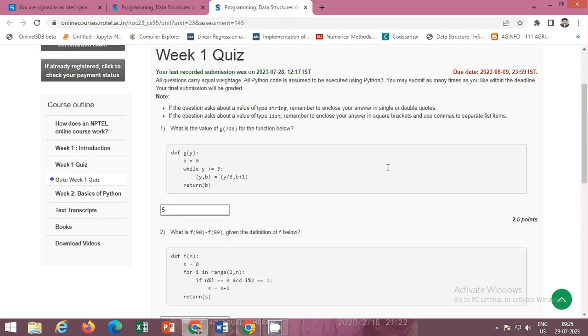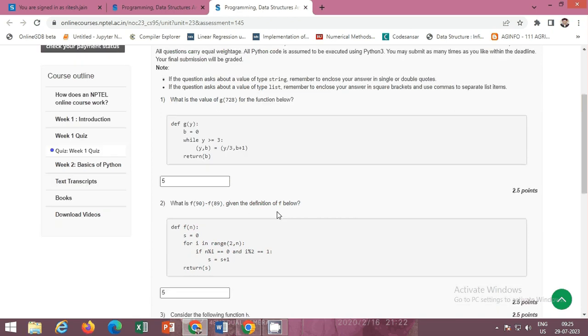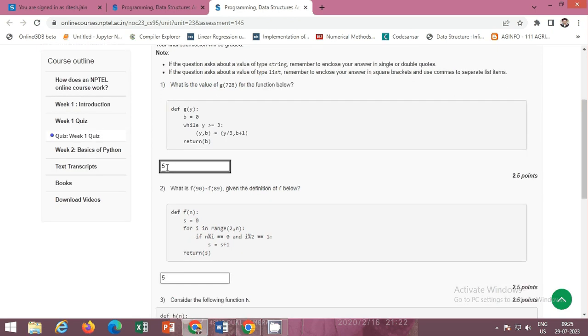So the first question is, what is the value of g(728) for the function below? That function definition is given here and we have to find out the return value when y is 728. So the correct answer is 5. You have to write the 5 in this text box.